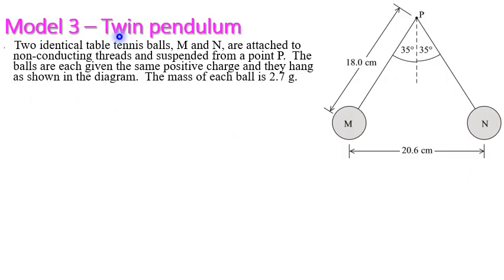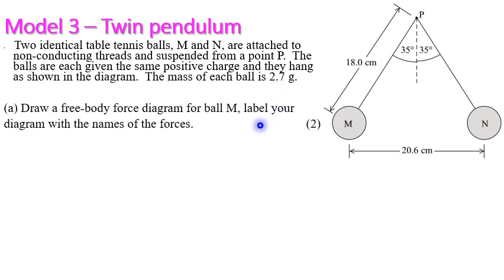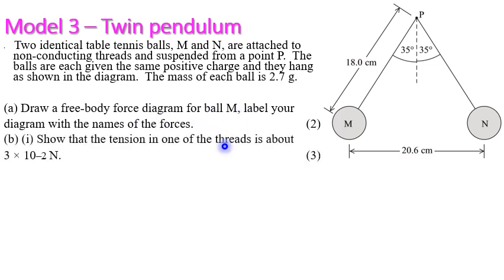Now we are going to do another model. This is what we call a twin pendulum. Two identical table tennis balls M and N are attached to non-conducting threads and suspended from the point P. Each ball is given the same positive charge and they hang as shown in the diagram. The mass of the ball is also given. We have to draw the free body force diagram for M.